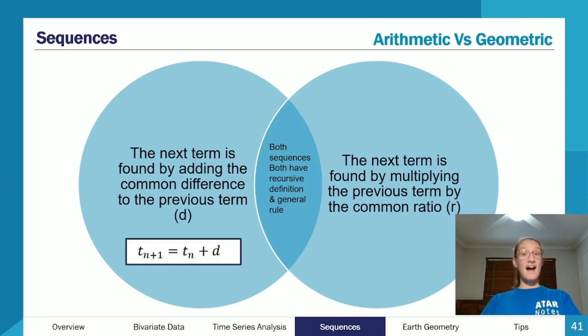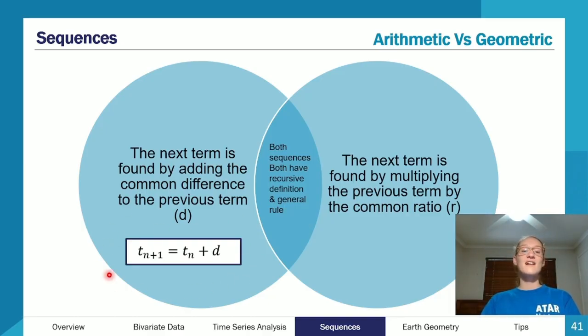So, arithmetic versus geometric sequences. This side of our Venn diagram is an arithmetic sequence, and this side is a geometric sequence. Let's have a look at the similarities and differences. First, the similarities, what they share in common. Both sequences have recursive definitions and general rules. So what's the difference between a recursive definition and a general rule? I'm so glad you asked. We're going to be talking about that.